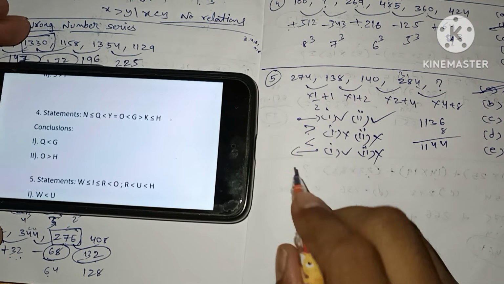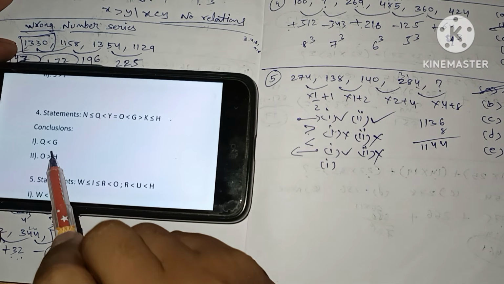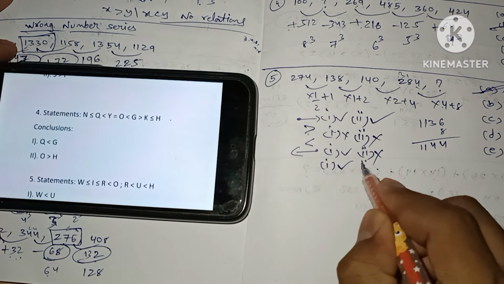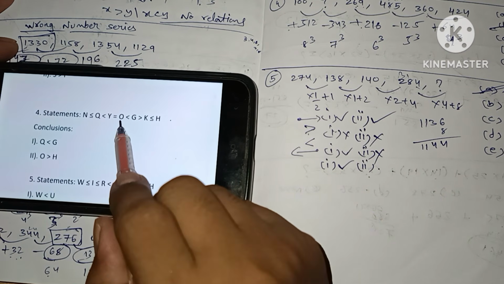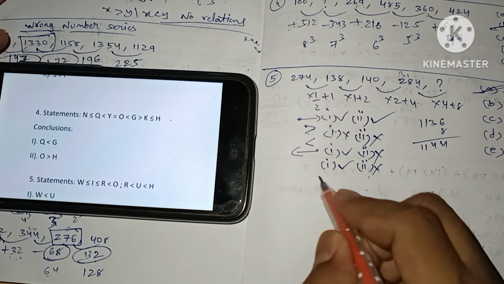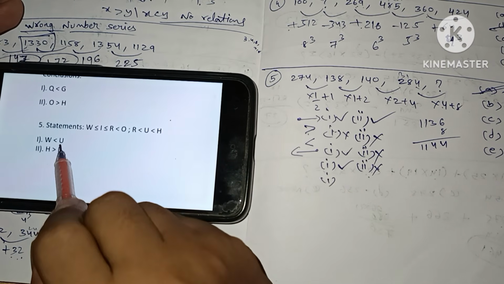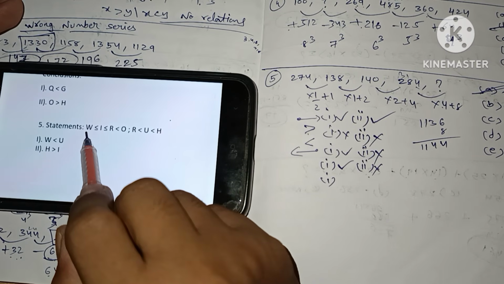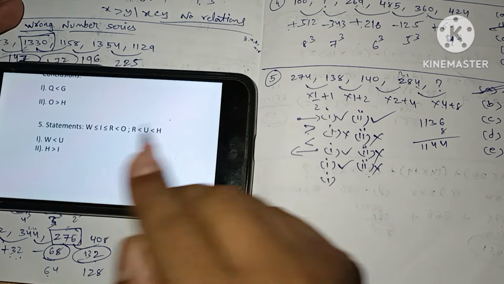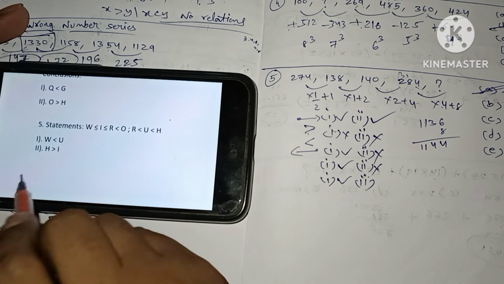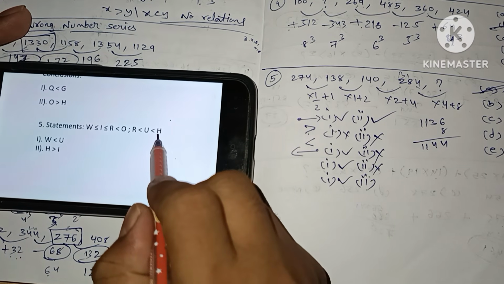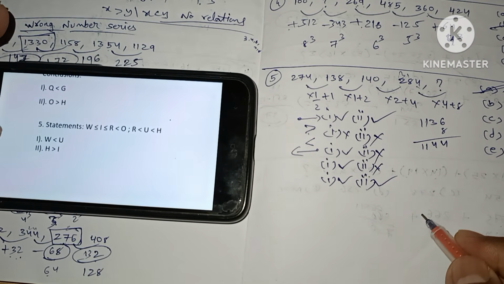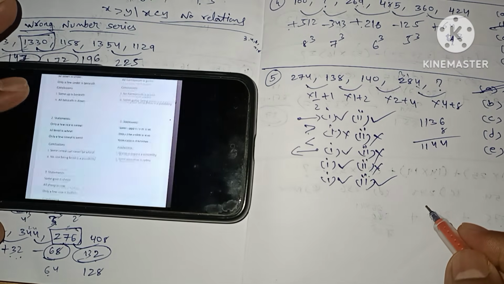Fourth question, first conclusion, the flow from G to Q. From G we can reach Q. First one is true. Second one, the flow from O to H. From O there is no flow to H. Second one is false. Fifth one, the flow from U to W. From U we can reach R, from R we can reach W. It is possible. So first conclusion will be true. Second conclusion, the flow from H to I. From H we can reach R, from R we can reach I. It is also possible.